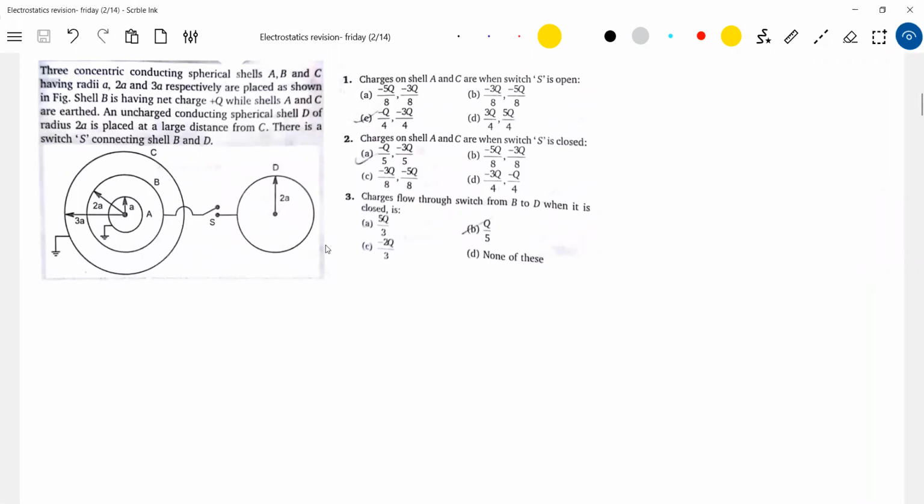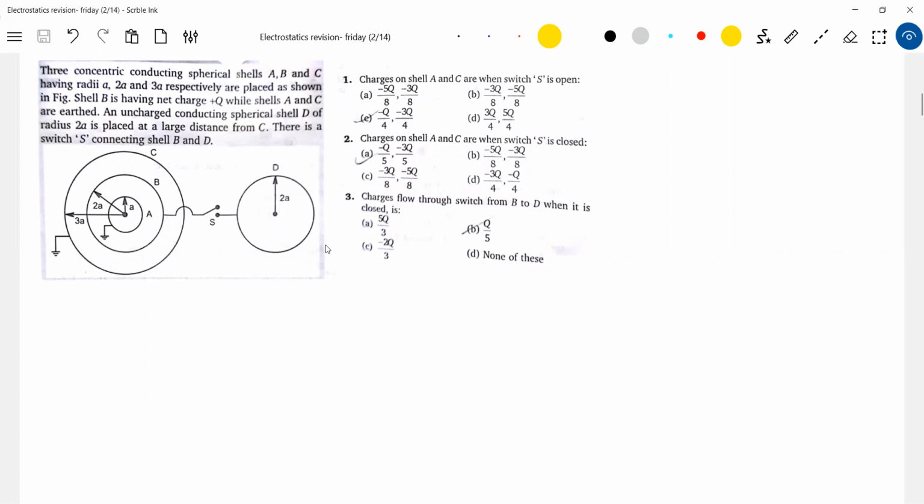So before closing, shell A is having net charge plus Q, shell B is having net charge plus Q. Shell A and C are earthed. An uncharged conducting spherical shell D of radius 2 is placed at a large distance from 3. There is a switch S connecting shell B and D. Charges on shell A and C when switch S is open. Okay, first we'll do with switch S open.